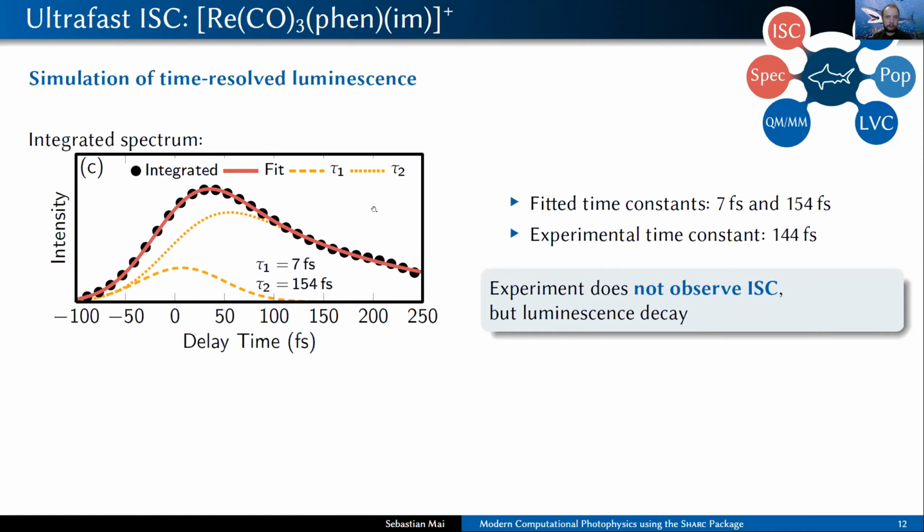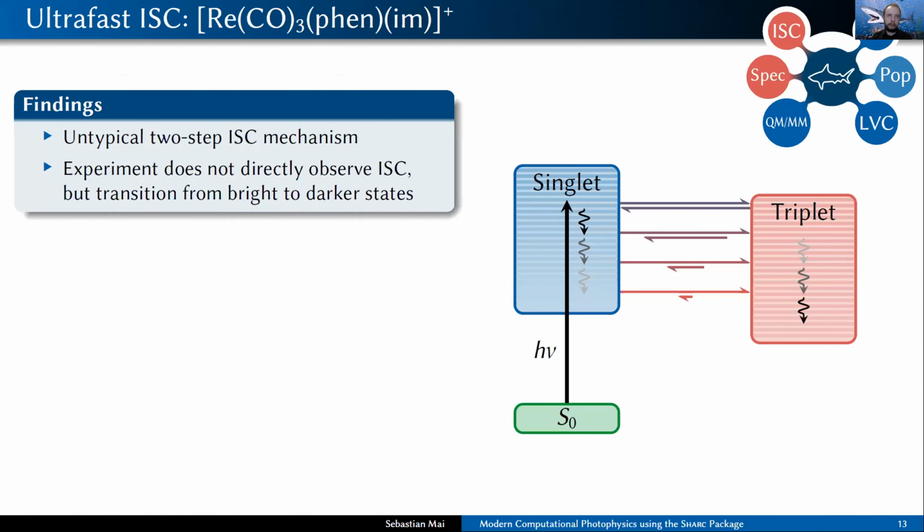In the experiment and actually obtained a time constant of 154 femtoseconds, which fits almost perfectly to experiment. And then this shows that these experiments do not really observe intersystem crossing directly, but they observe the decay from brighter states to darker states, which is kind of related to intersystem crossing, but not the same thing. So yeah, this can be summarized.